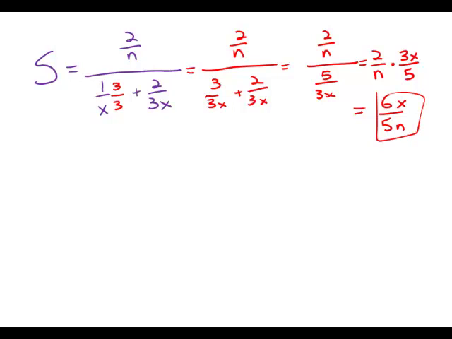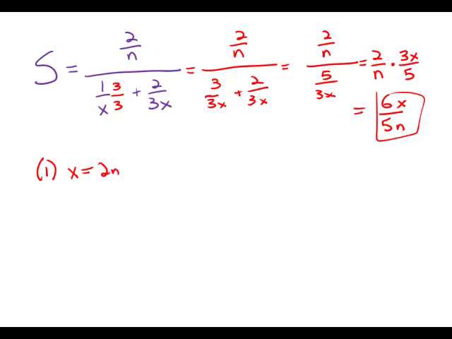That is the value of S, and we'd like to find the numerical value of that. And so we would either need to know the numerical value of x and the numerical value of n, or at least what their ratio is. So statement number 1, a very simple piece of information, tells us x equals 2n.